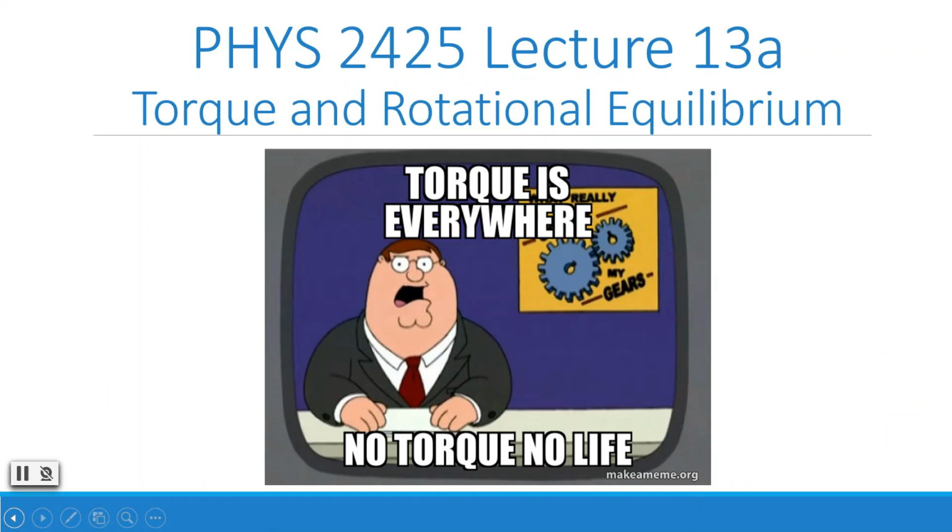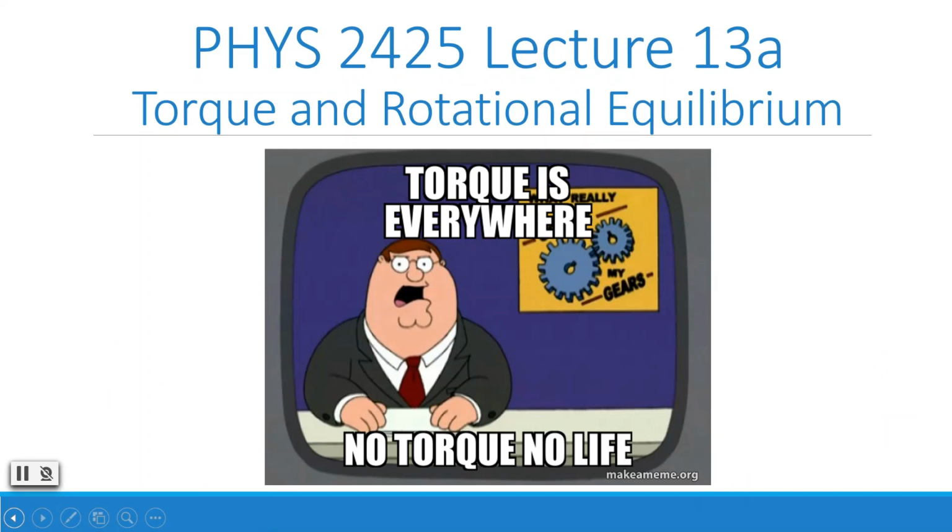All right, welcome to Physics 2425, Lecture 13A, Torque and Rotational Equilibrium. So when we started looking at linear motion at the beginning of term, we started with kinematics, then we moved on to forces and then work and energy. We're going through that exact same progression, but this time with rotation.